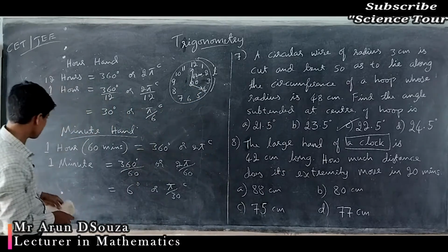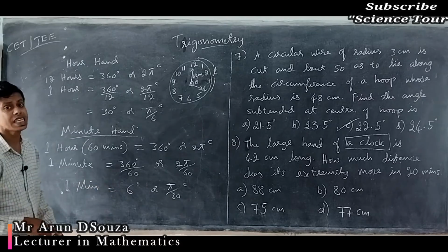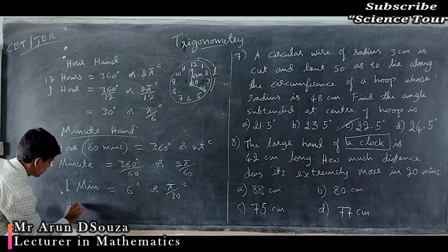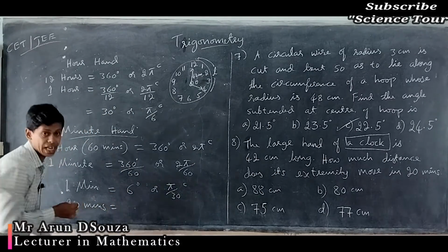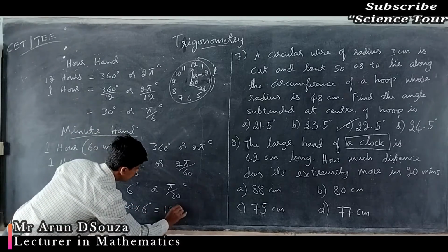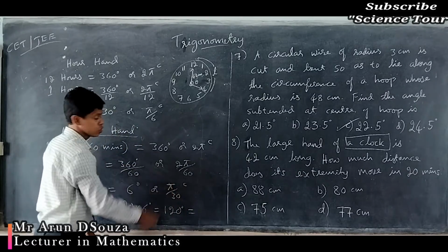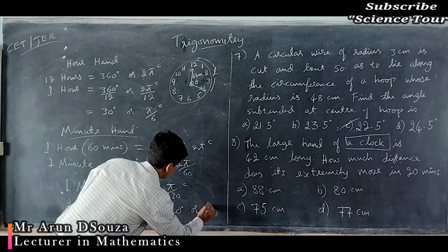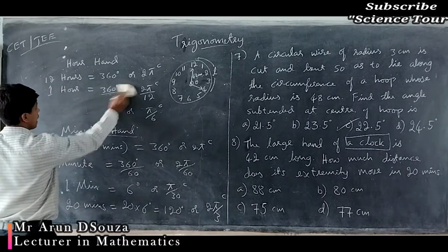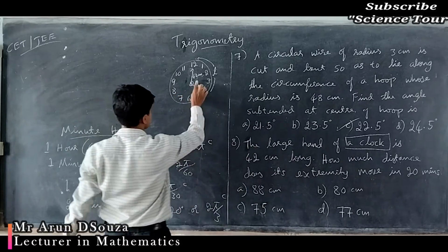Understand, in 1 minute the minute hand makes 6 degrees. So for 20 minutes, what is the angle made by the minute hand? It is 20 into 6 degree, that is 120 degree, which is 2 pi by 3 radian. So we got the angle here. The angle is 2 pi by 3.